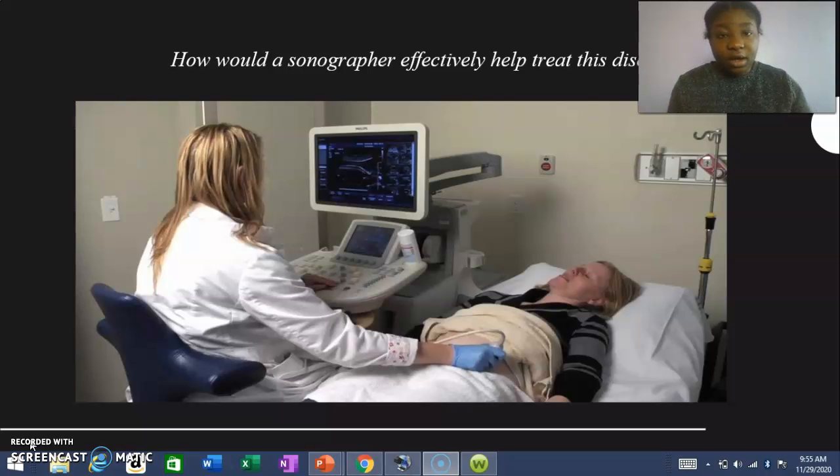After a sonographer is done with their evaluation, which only takes about 13 to 15 minutes, the results are given to a doctor from the sonographer, and then the patient can get a better evaluation on how to be treated effectively.